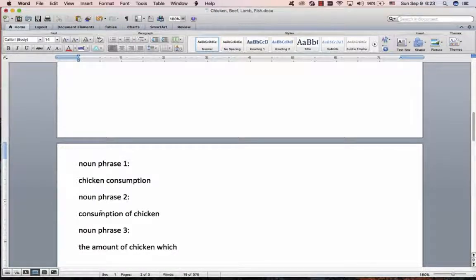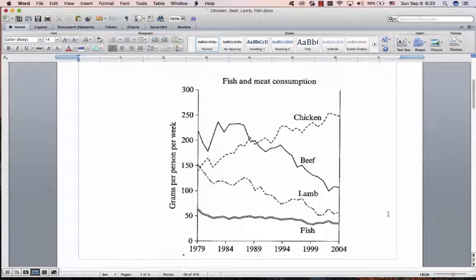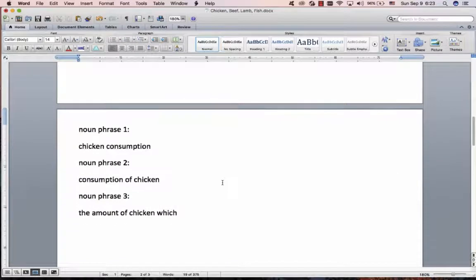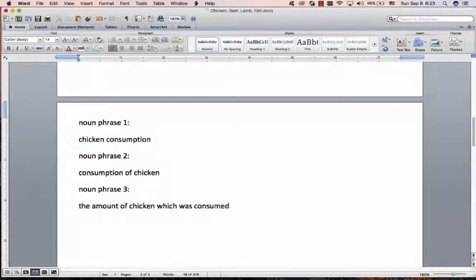Please, this is irregular change. It's not consumpted. Students want to write consumpted. It's consumed. And it's passive because we don't see who ate the chicken here. We're going to do passive the whole essay because we're talking about people ate, but we don't see the people. So we do passive. I'll explain passive later, don't worry too much. But there is your big noun phrase 3. Wonderful. Now we are ready to start our essay.